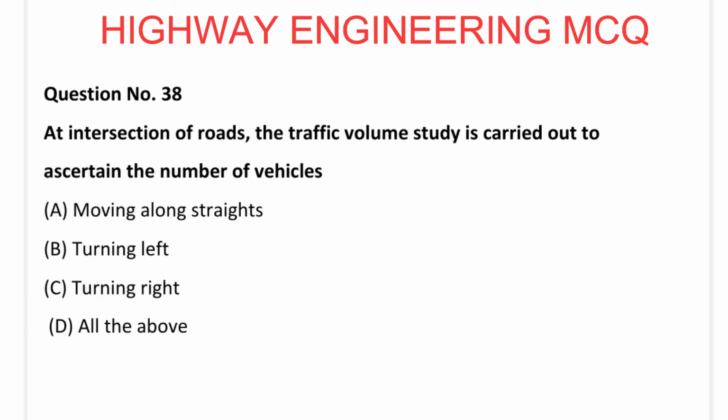So next question, at an intersection of roads the traffic volume study is carried out to ascertain the number of vehicles: option A, moving along the straights; option B, turning left; option C, turning right; and option D, all the above. So the correct answer is option D, all the above.